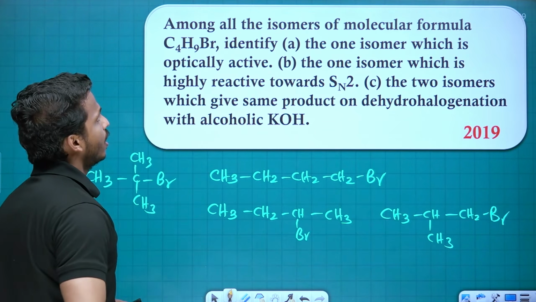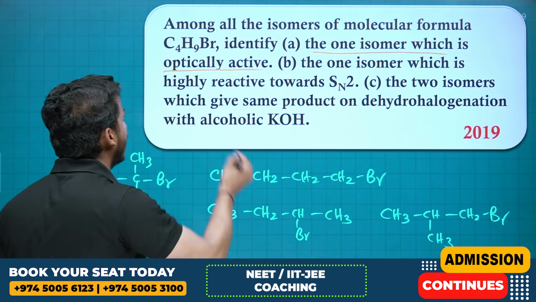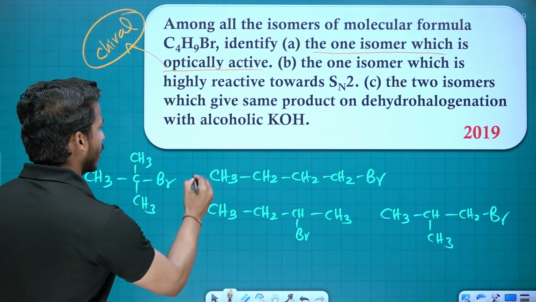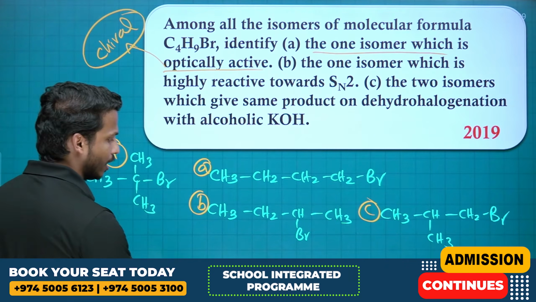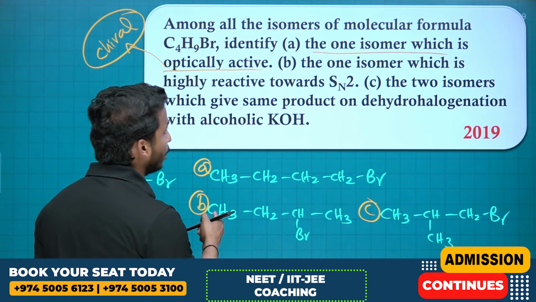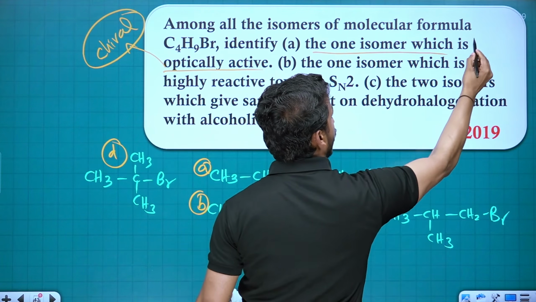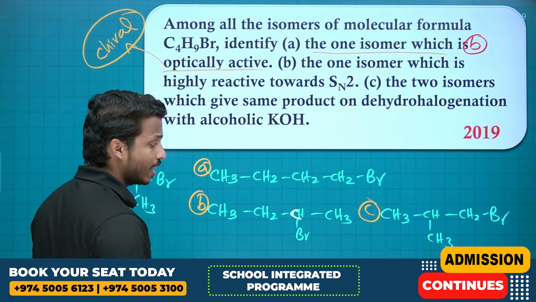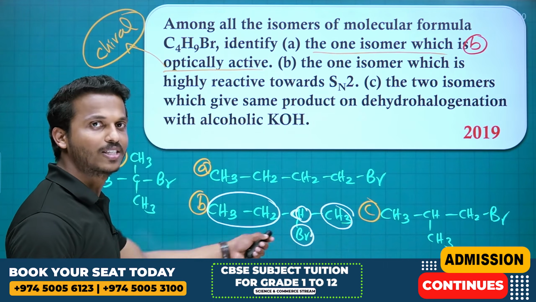Now the question is, which isomer is optically active? Optically active means there should be a chiral carbon. Let me mark them as compounds A, B, C, then D. Which one contains a chiral carbon? Can you tell me? I go with answer B. The first question's answer is option B, because this carbon is chiral, my dear. This carbon is connected to bromine, hydrogen, methyl and ethyl. Yes, all are different, so it's chiral.